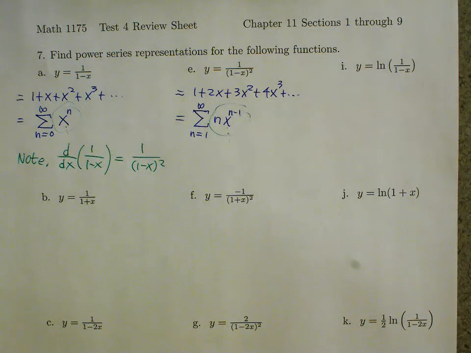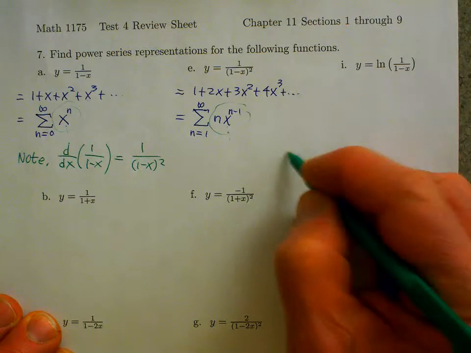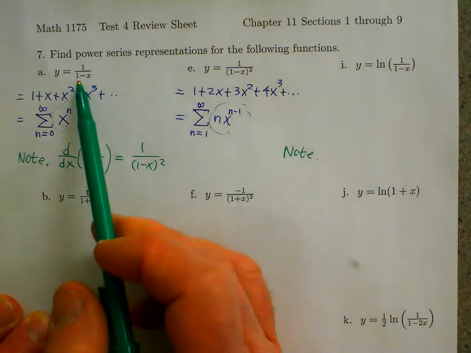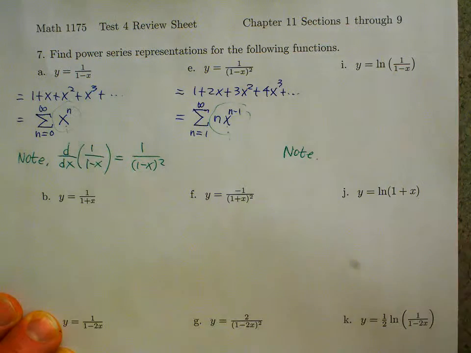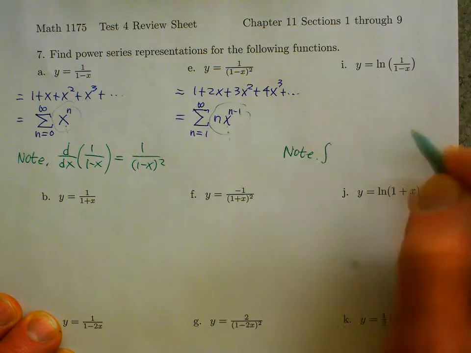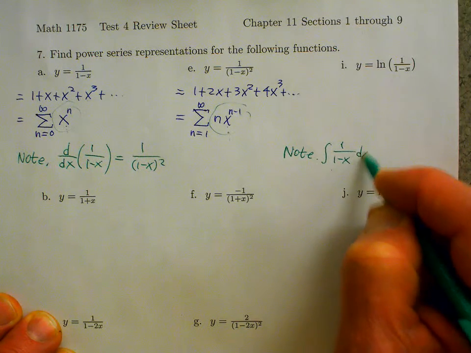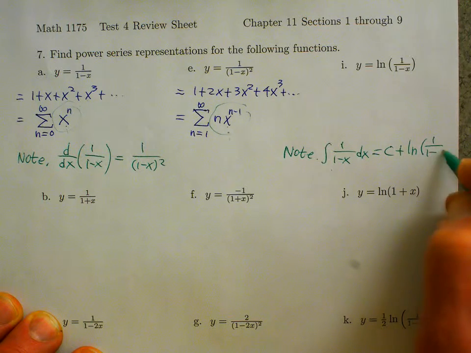Okay, what about this one in part I? y equals the natural log of 1 over 1 minus x. Yeah, if we compute the integral of 1 over 1 minus x, or an antiderivative, we get the natural log of 1 over 1 minus x. So if we integrate 1 over 1 minus x, then we get a constant plus the natural log of 1 over 1 minus x.